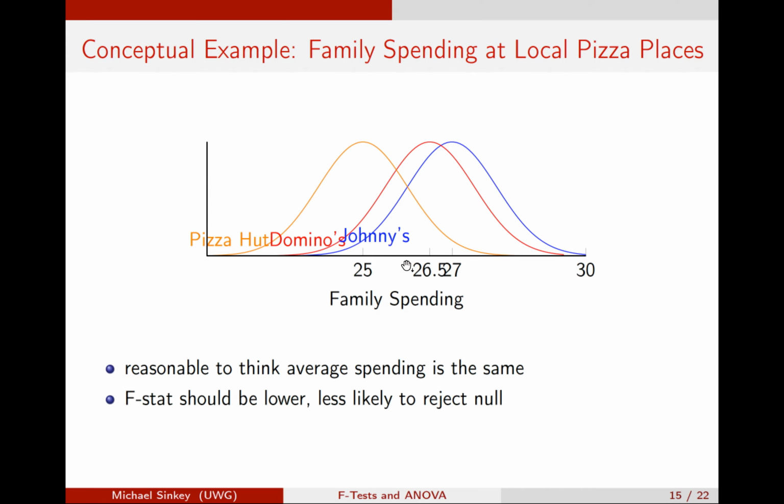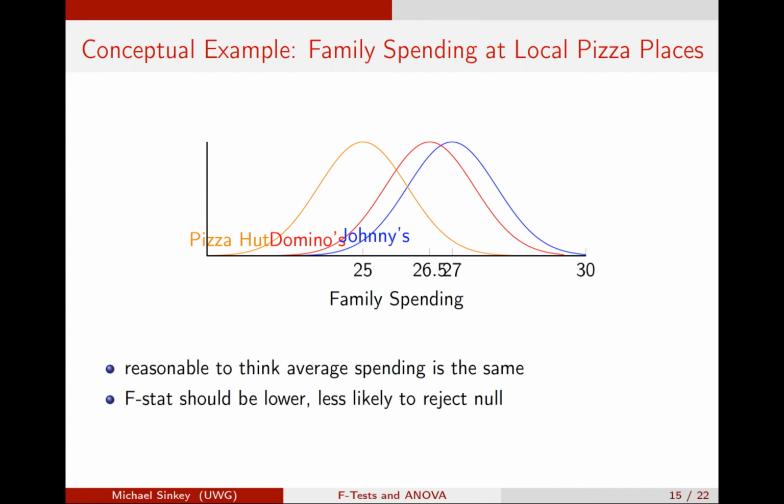So it's possible in this picture that I could throw out the 25, the 26.5, and the 27 and represent them all with, say, 26. In this case, the null is more plausible. If I were to test the hypothesis that the mean of Pizza Hut is equal to the mean of Domino's is equal to the mean of Johnny's, I might not reject the null.